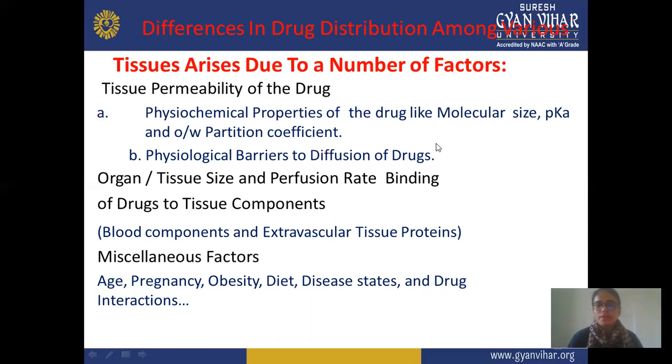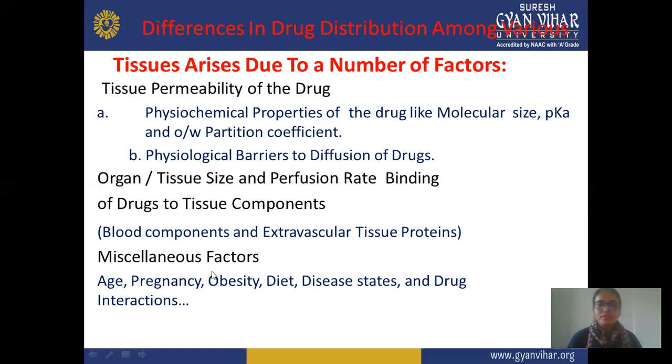There are also certain types of barriers. We already discussed the different barriers. A barrier plays an important role in the distribution of the drug and its crossing to a particular site. Next are organ or tissue size and perfusion rate, and binding of the drug to tissue compartments. How much drug is bound to a particular tissue or organ depends on the type of organ or its affinity towards that drug. This includes blood components and extravascular tissue proteins.